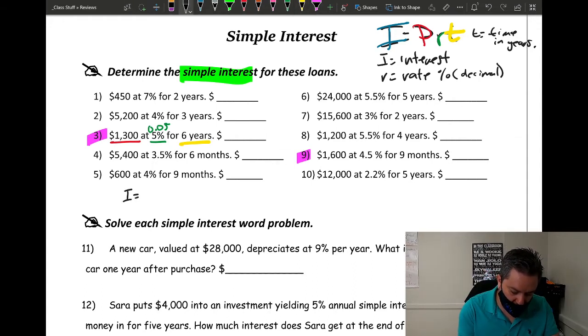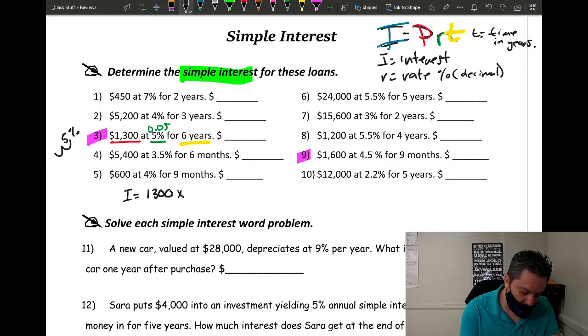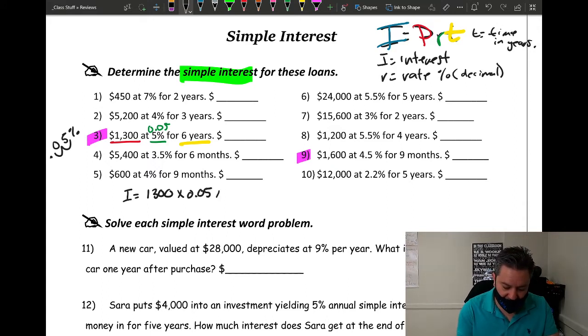I equals PRT. P is 1,300 times my rate, which is going to be 5%, but I have to convert that into a decimal. Again, 5%, 1, 2, filling with zeros: 0.05, times my time in years. In this case, it is 6 years. And all I have to do now is multiply all this.